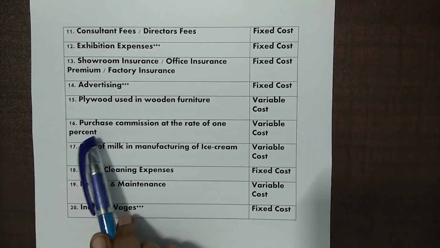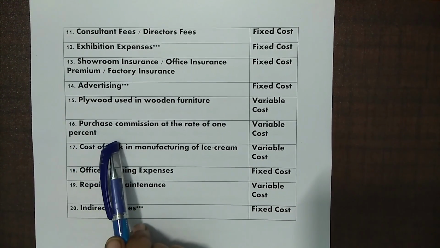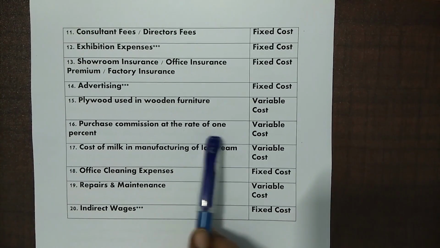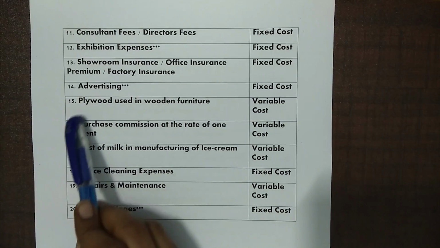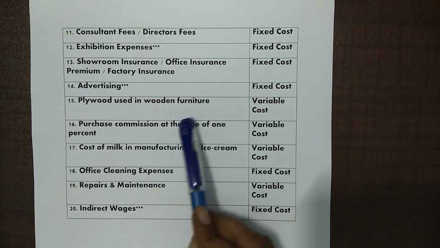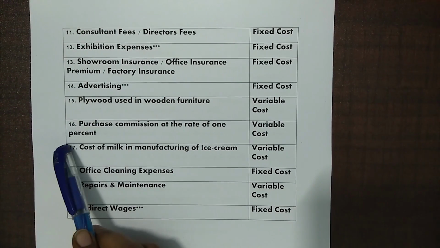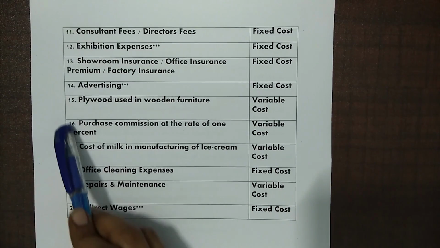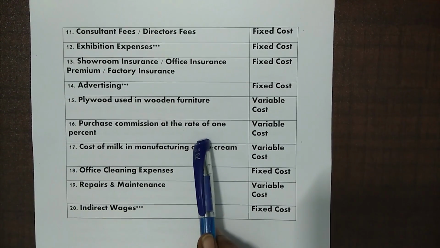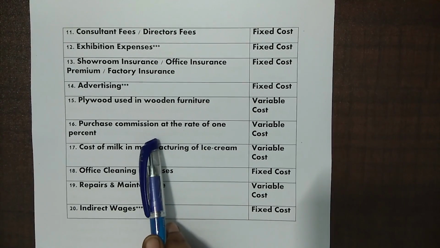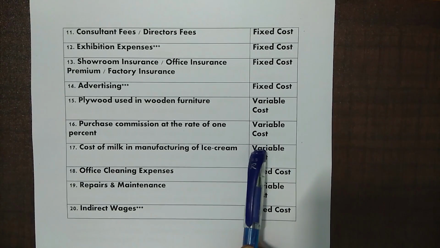Now the next one is purchase commission at the rate of 1%. Now it is a purchase commission. The rate is the same, that is 1%, but my amount of purchase will always be different. So my final amount will be different. So that's why the answer is variable cost.